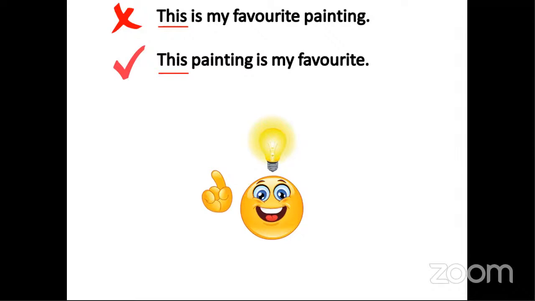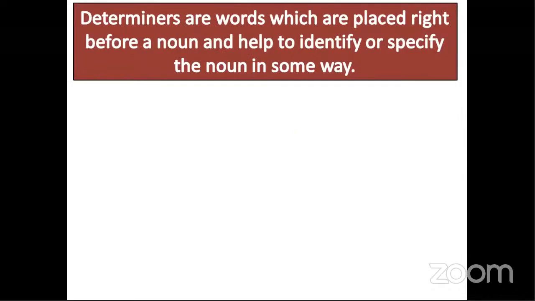Before we go into types of determiners, you should know where a determiner is placed. If you are able to identify this, then learning types of determiners is not at all a challenge. So what did we discuss till now? Determiners are words which are placed right before a noun and help to identify or specify the noun in some way. And what could the ways be? It could be identifying, it could be pointing at it, it could be possession, it could be specifying the amount, it could be showing distribution, it could be telling whether the noun is general or specific. So this is the work of the determiner.